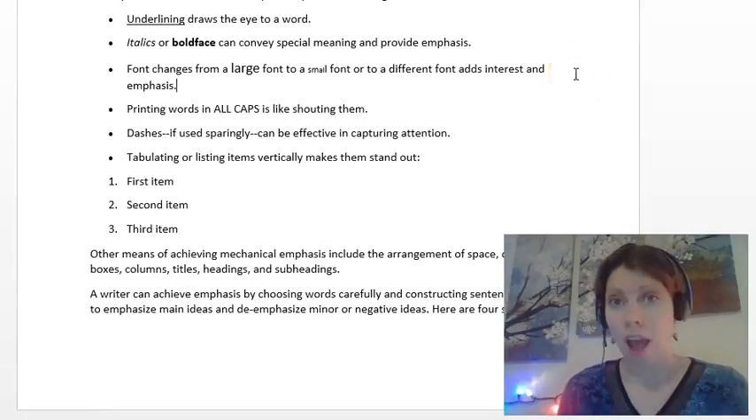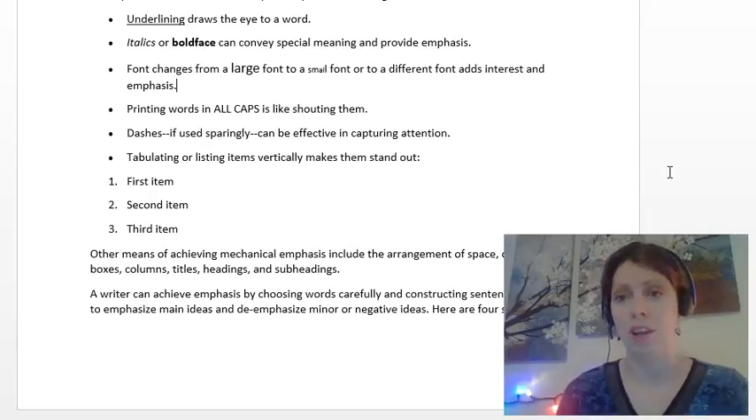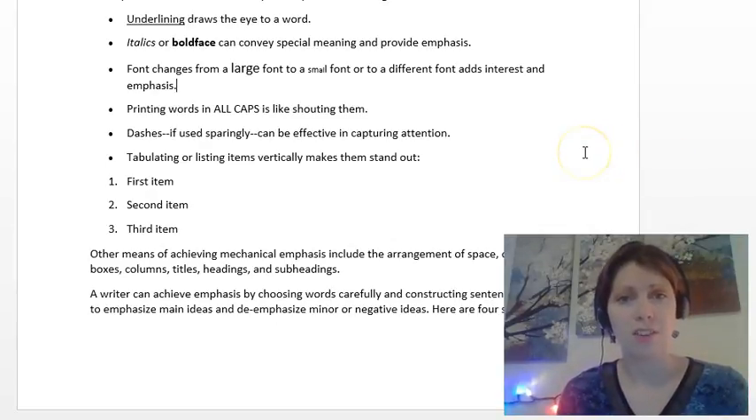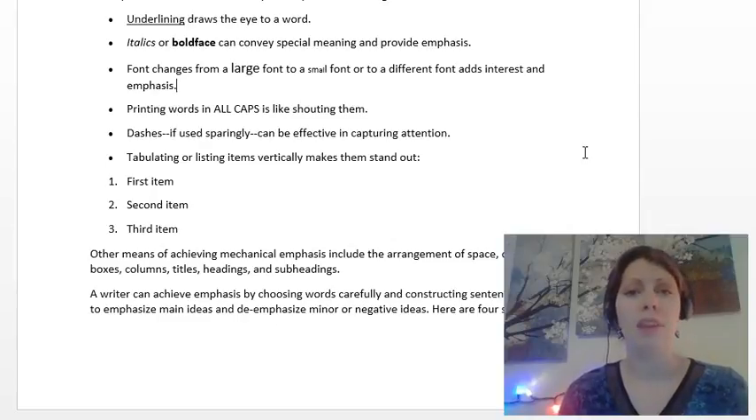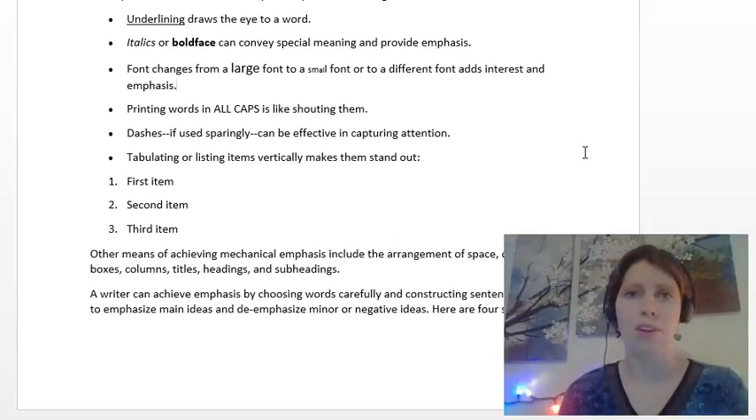Printing words in all capitals is like shouting. When people read that, there's a lot of emphasis there. Be careful using all capitals because it can come across as shouting and you don't want people to think that you're angry with them. Dashes, if they're used sparingly, like not crazy in a sentence, then they can be effective in capturing someone's attention. Or tabulating, listing items vertically makes them stand out. So here they have 1, 2, and 3. You can also use A, B, C. There's also the Roman numerals like the I, 2 I's, that kind of thing.